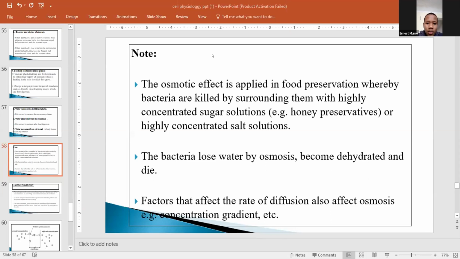Now, where I have said that the osmotic effect is applied in food preservation, whereby bacteria are killed by surrounding them with highly concentrated sugar solutions, does it mean that by surrounding the food with the highly concentrated solutions, whether salty or sugary, it also dries the food?